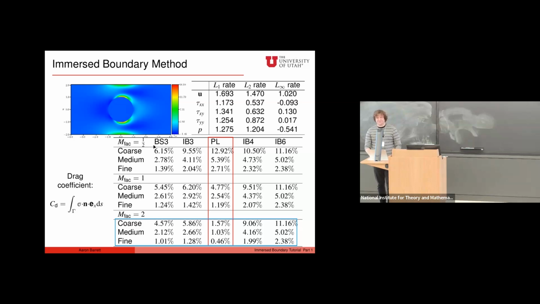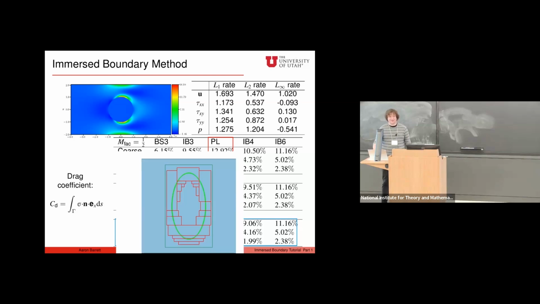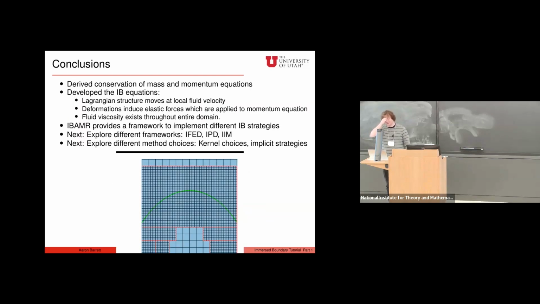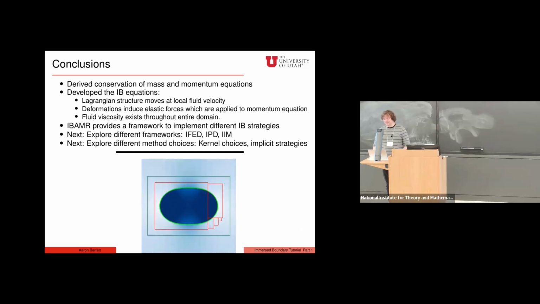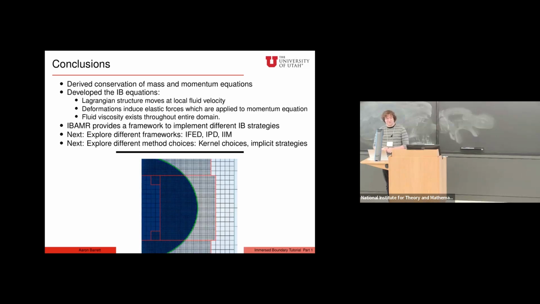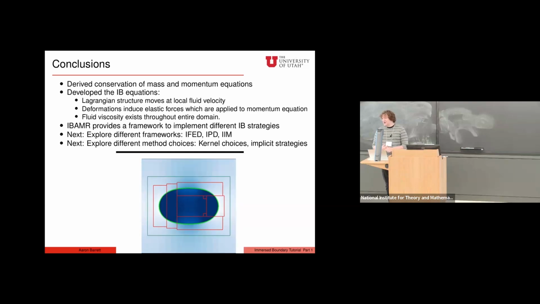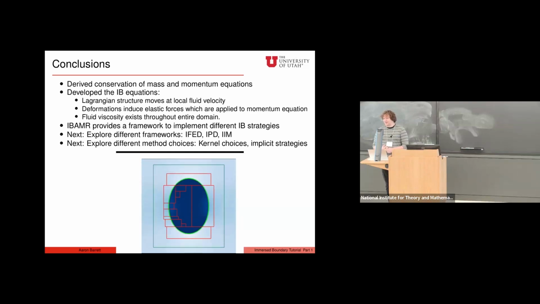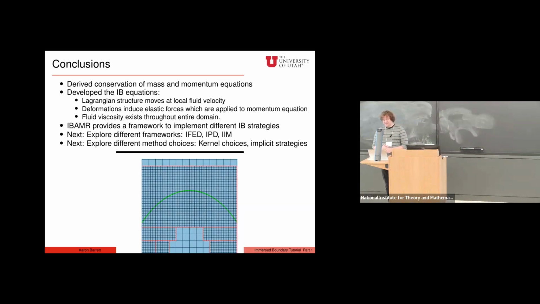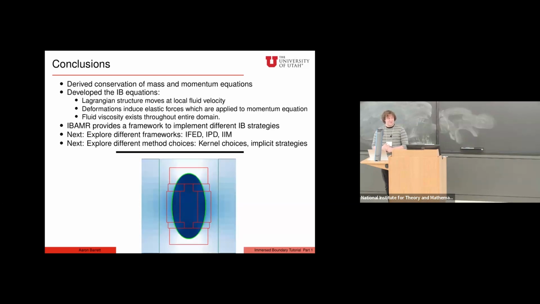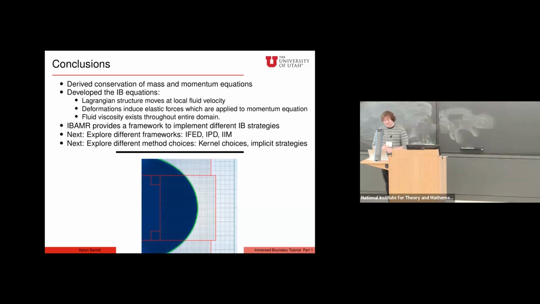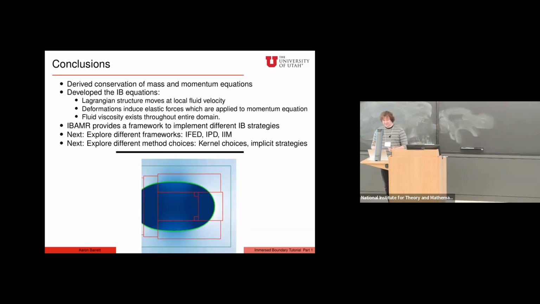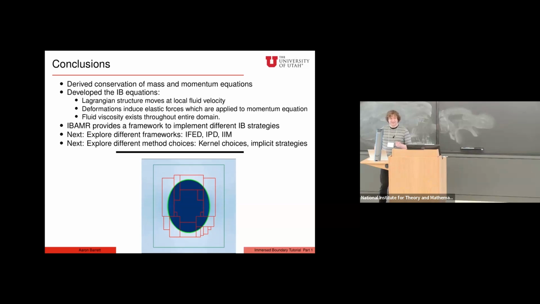In the interest of time, I'm happy to talk more about kernels, but I want to finish up and conclude with, hopefully this was a decent introduction to IBAMR. We derived our conservation of mass and momentum equations. We hopefully understand how to interpret the IB equations and where they came from. Maybe you can use IBAMR to explore the other examples. If not, I am here for the rest of the week, so we can talk about it.